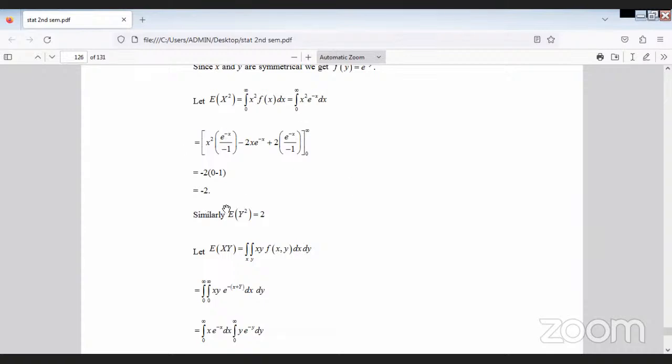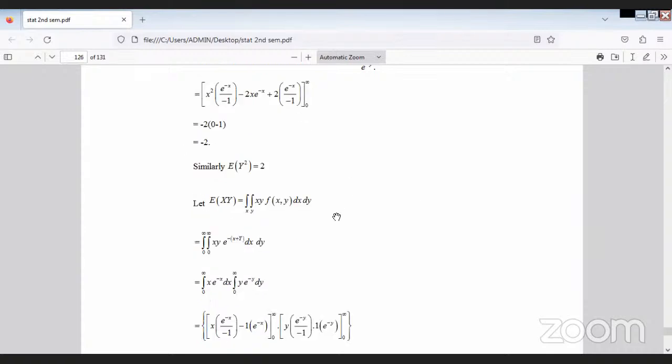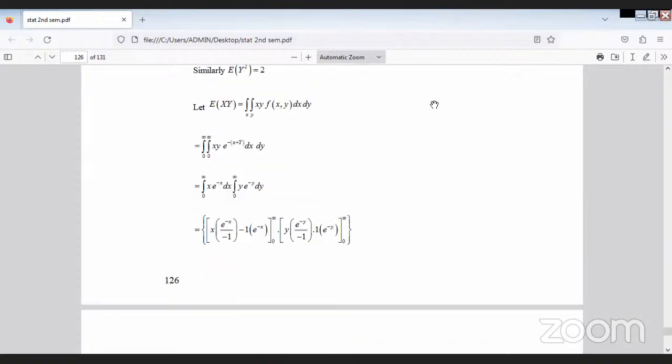We are applying all these values. Similarly, E of xy is equal to the integration of xy f of xy dx dy. So the integration from 0 to infinity and from 0 to infinity of xy e power minus (x plus y) dx dy. Here, integration from 0 to infinity, y is constant. Then x into e power minus x dx. I'm doing them separately: x into e power minus x dx, and the integration from 0 to infinity of y into e power minus y dy. Correct or not? Yes sir.